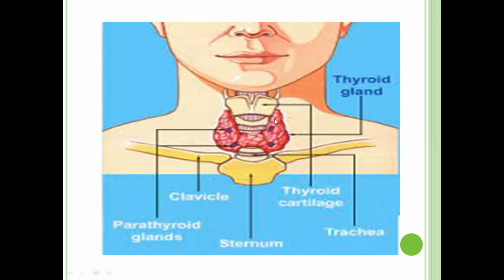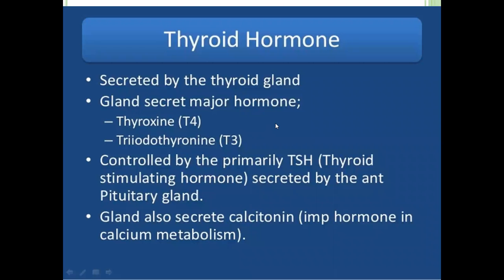Then the next point. It is secreted by the thyroid gland. The thyroid gland is located at the base of the throat, having two symmetrical lateral lobes on the side of the trachea, joined together by a portion called the isthmus. And this gland secretes two major hormones, triiodothyronine and thyroxine. Thyroxine is T4, and triiodothyronine is T3.